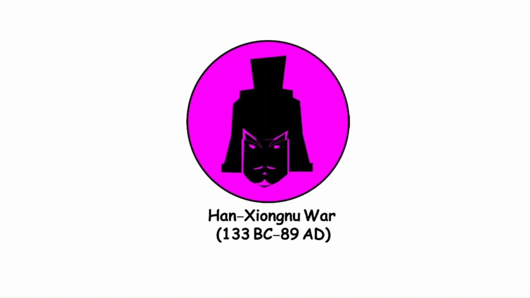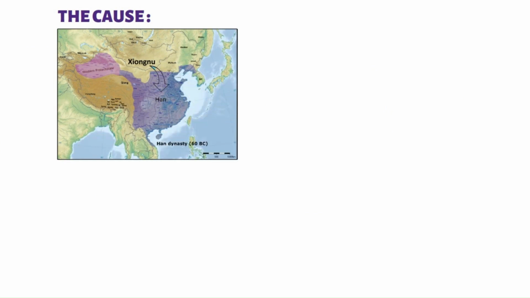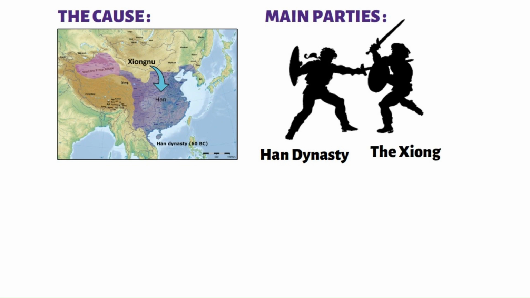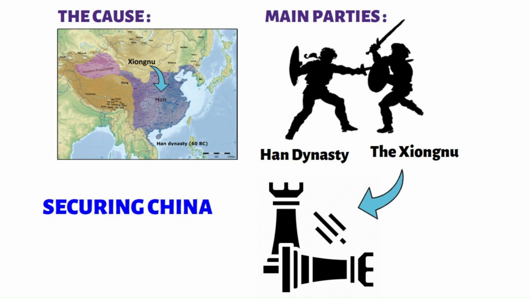Han-Xiongnu War, 133 BC to 89 AD. The war was fought between the Chinese Han Dynasty and the nomadic Xiongnu Confederation. The cause was the Xiongnu's raids into Han territory. The main parties were the Han Dynasty and the Xiongnu. The war ended with the defeat of the Xiongnu, securing China's northern borders.